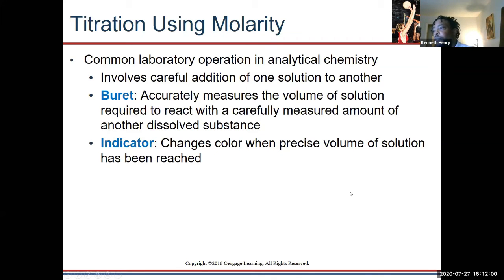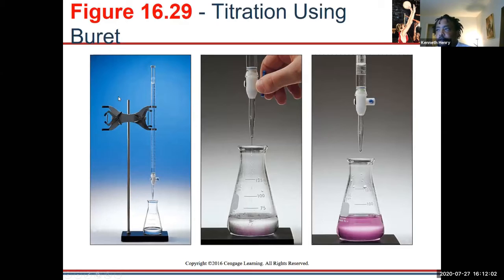Okay, let me show you what I mean. So this is a Buret. You've been introduced. You've been served. Okay, what do you think that means?